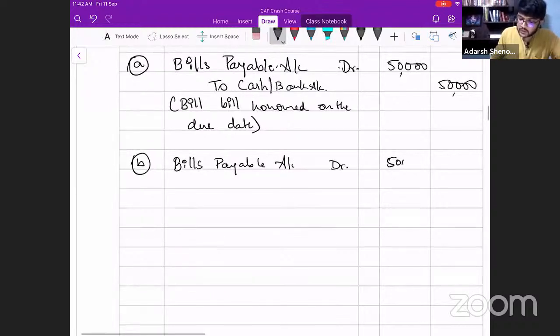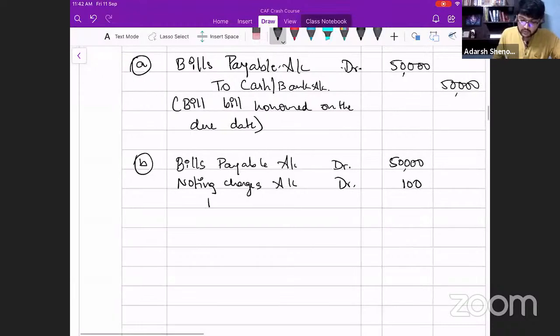What is the face value of the bill? 50,000 rupees. Noting charges, the expense is to be recognized. Noting charges account. How much is the expense of noting charges? 100 rupees. I have to recognize the liability, the creditor, who is Mr. Raj over here, Raj account. How much is the total obligation towards Raj now? 50,100 is the total obligation towards Raj.